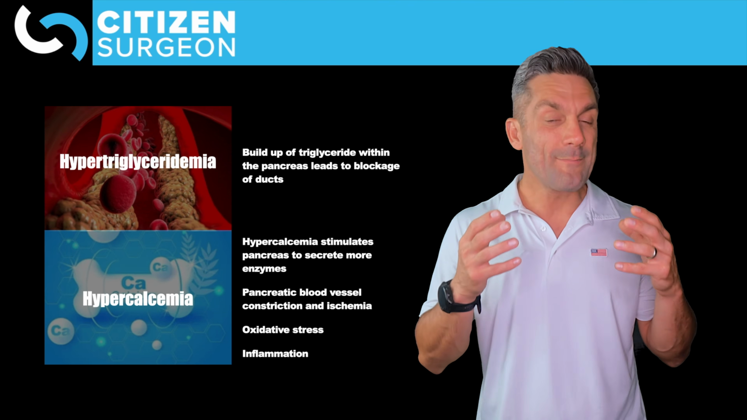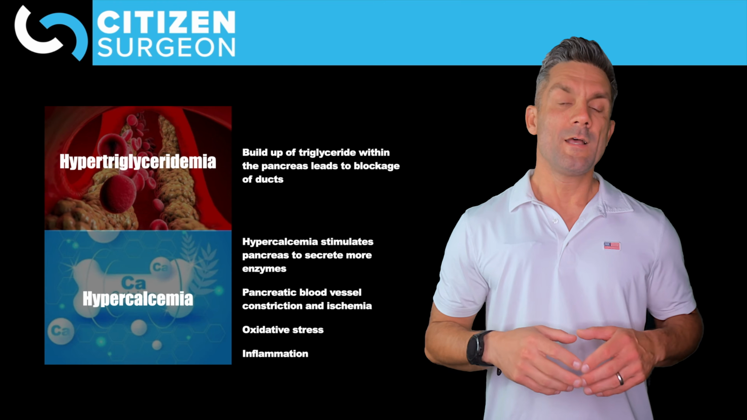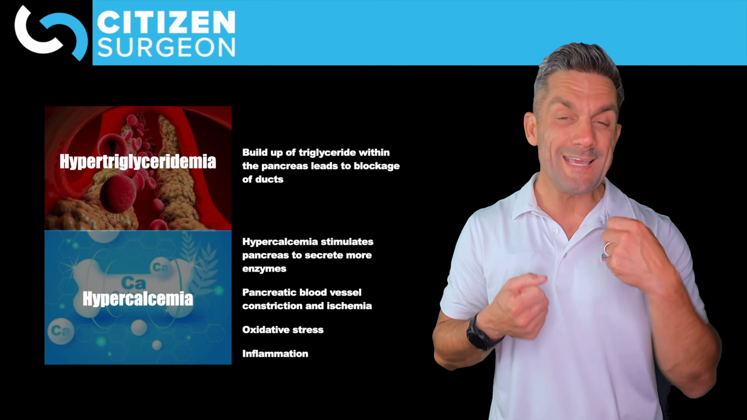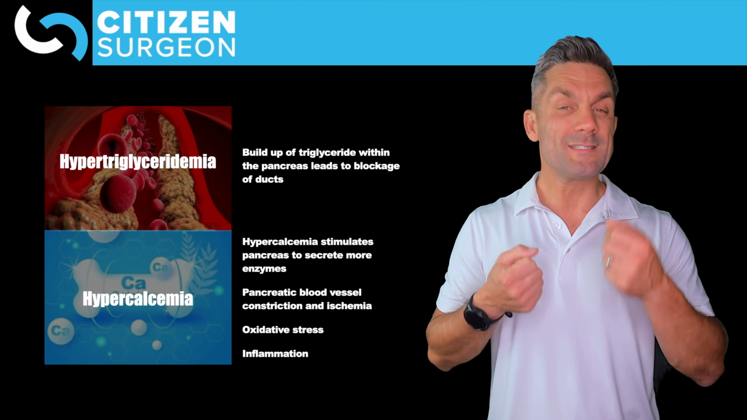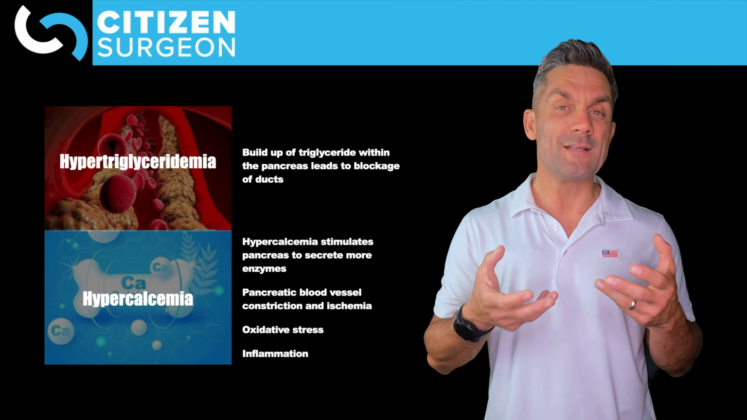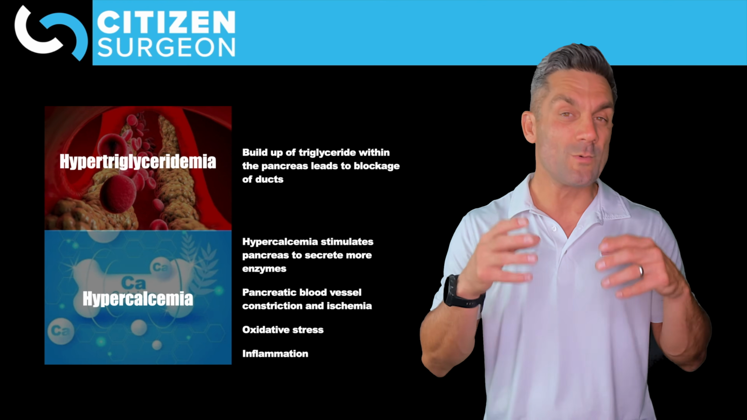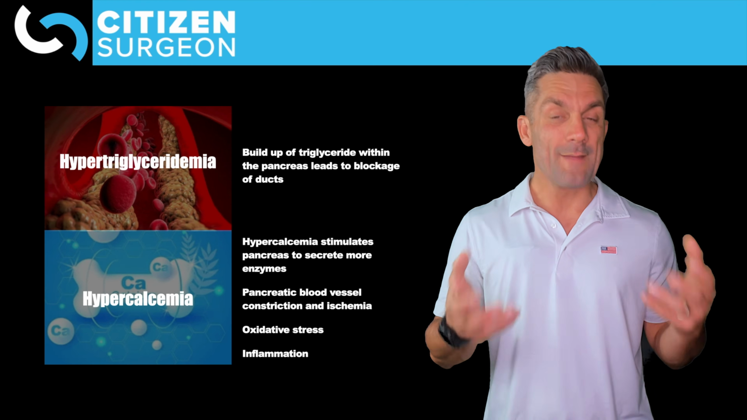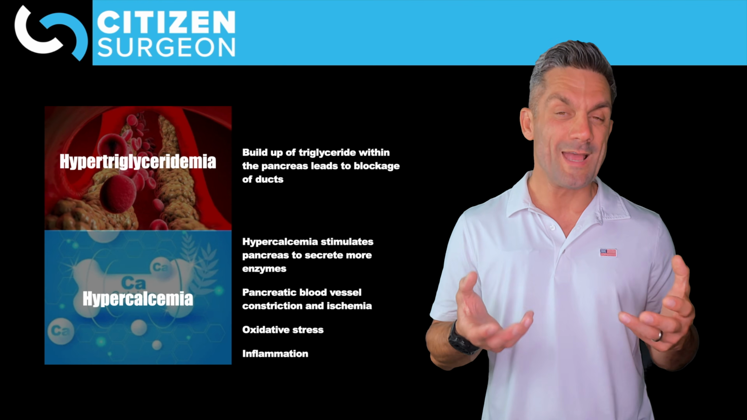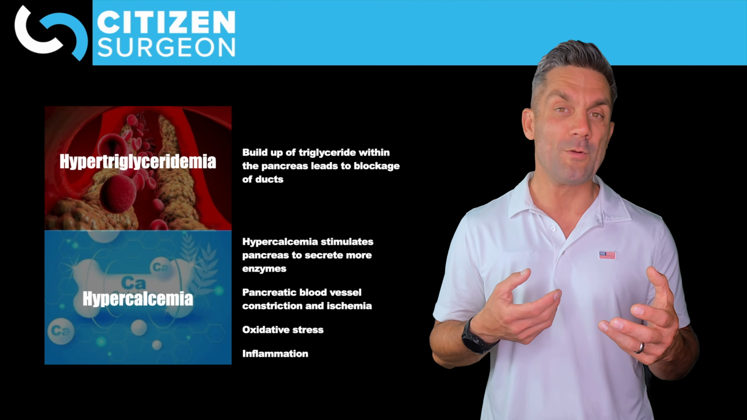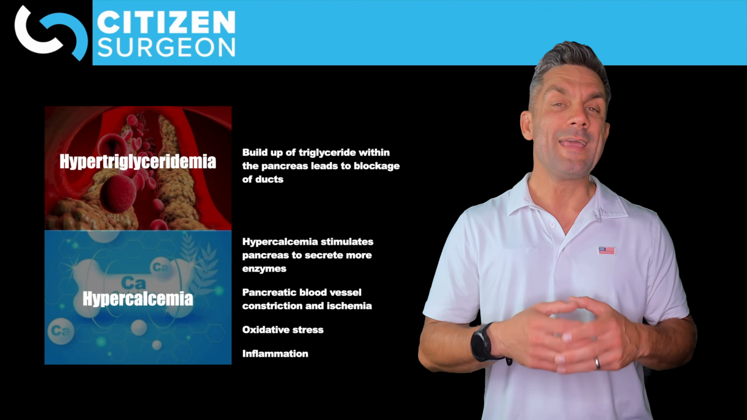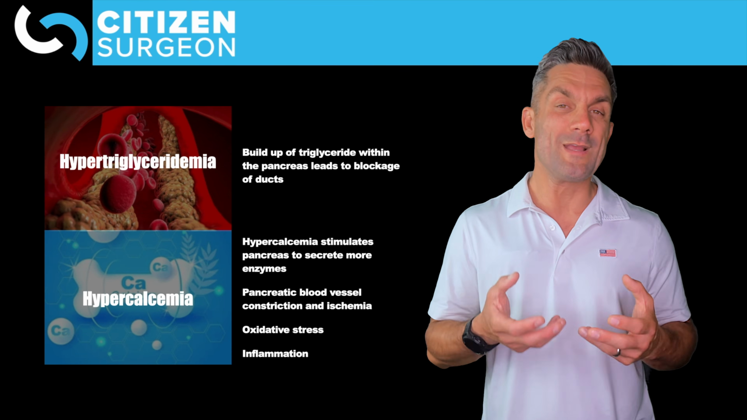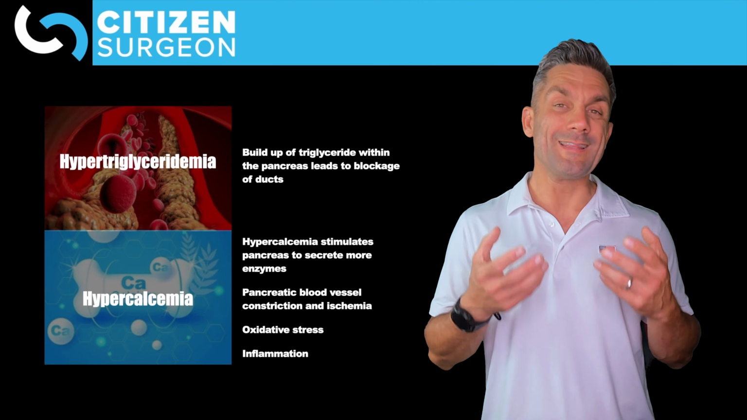All right, so hypercalcemia, what does that do? So increased calcium causes pancreatic cells to release more digestive enzymes. It's a stimulant. Second, hypercalcemia causes focal vasoconstriction within the pancreas that leads to ischemia. Third, hypercalcemia leads to oxidative stress, which may also be in the form of free radicals. And hypercalcemia promotes inflammation, so it is pro-inflammatory. That is one of the reasons why hypercalcemia leads to acute pancreatitis.